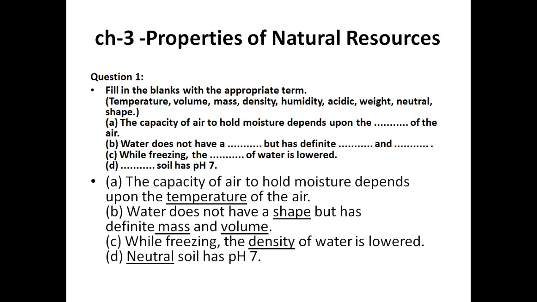Now, water does not have dash but has definite dash and dash. So when we are studying about the properties of water, we are aware that water does not have its own shape. It takes the shape of the container, but it has a definite mass and volume. उनकी fixed mass और volume होता है. ऐसा नहीं है कि हम छोटे ग्लास से बड़े बॉटल में अगर पानी को pour out करेंगे तो मास इंक्रीज हो जाएगा या वॉल्यूम ऑफ द वाटर इंक्रीज हो जाएगा. No, it will remain the same, the only change is that it will take the shape of the container.